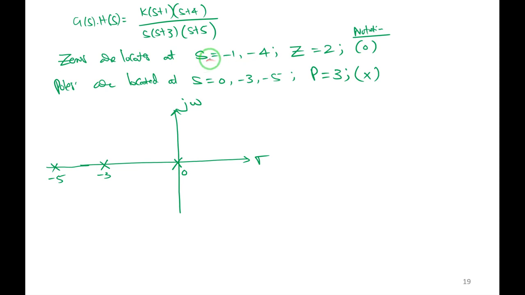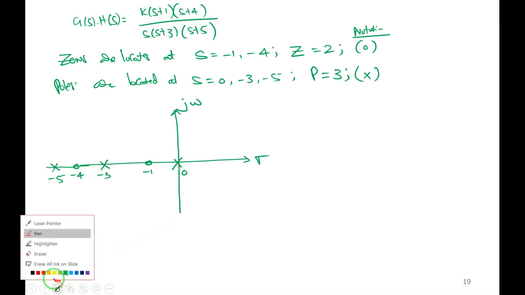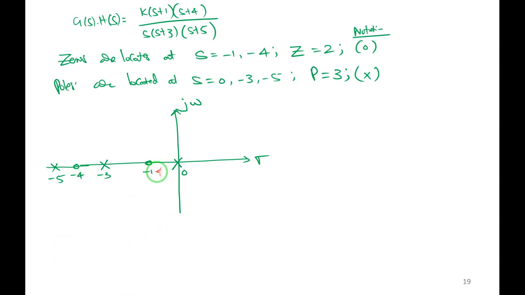Next I locate the zeros. Zeros are located at -1. Here, one of the zeros is there. This is at -1. At -4, it will come here. Yes. Next I'll change the ink color. I have located all the poles and zeros in the S plane. This is the pole zero diagram because it shows the location of poles and zeros. 3 poles are there, 1, 2, 3, and 2 zeros, right?